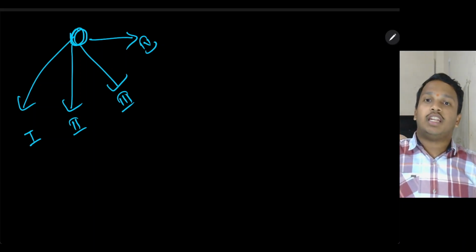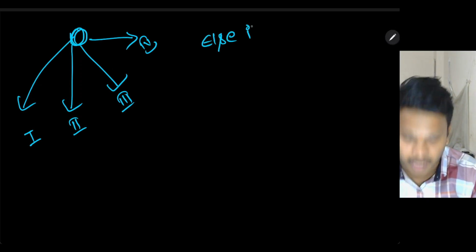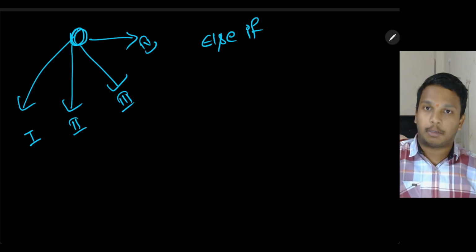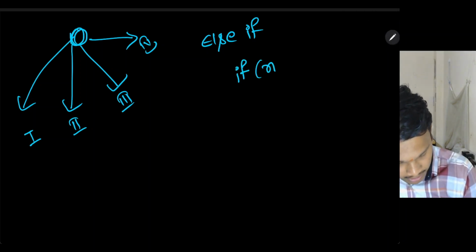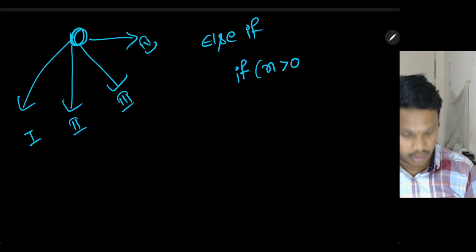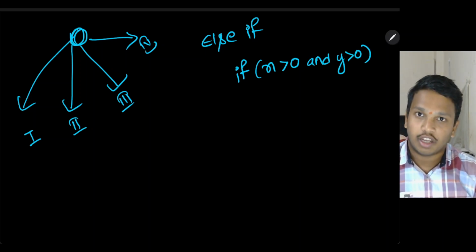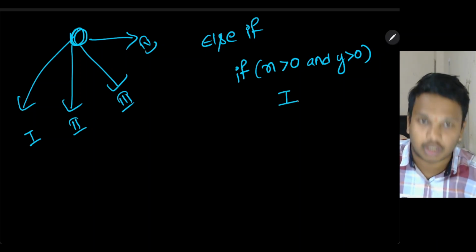For this, in C language or any other programming language, there is an else if ladder. If we can use else if ladder, we can make it possible. How to make it possible? I am telling, see the logic. First of all, if x value is greater than 0 and y value is greater than 0, if both the values are greater than 0, then it belongs to the first quadrant, right?